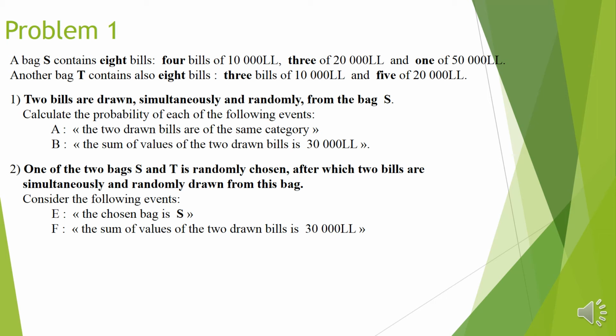Consider the following event F: the chosen bag is S and the sum of values of the two drawn bills is 30. Pay attention, this differs from the one above. We can't say event F is the same as event B. Why? In event B, the chosen bills are selected just from bag S, while in event F, the two chosen bills may be from S or may be from T.